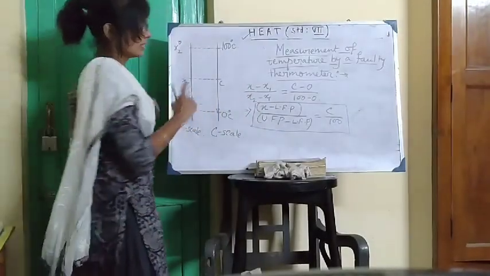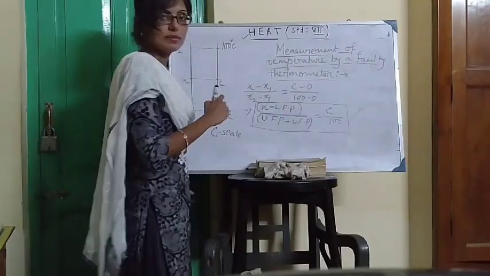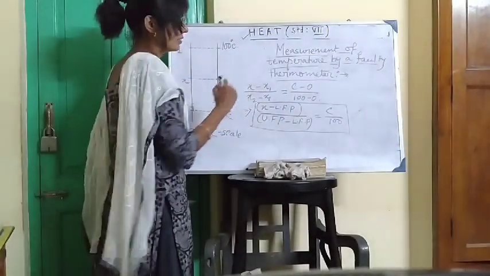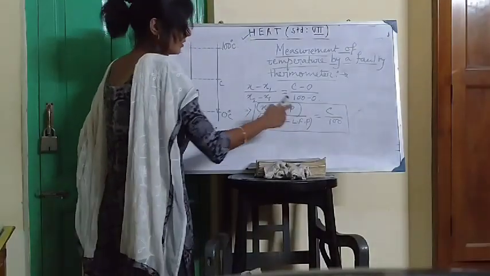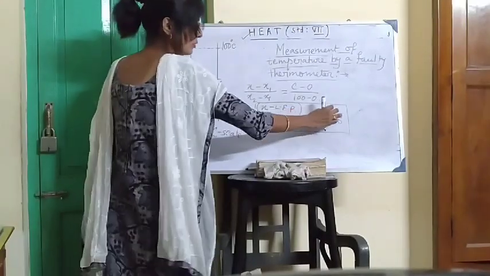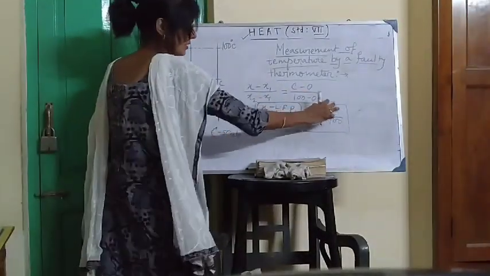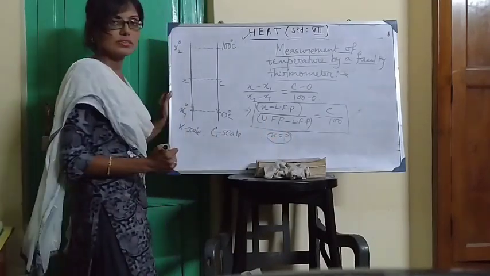Okay, suppose a temperature of a body is given in Celsius scale. So what will be the reading in the faulty thermometer? Use this relation. Upper fixed point and lower fixed point of the faulty thermometer will be given. Put the values. The value of C will be given. Put the value here and then find the value of X, the unknown temperature in the faulty thermometer.